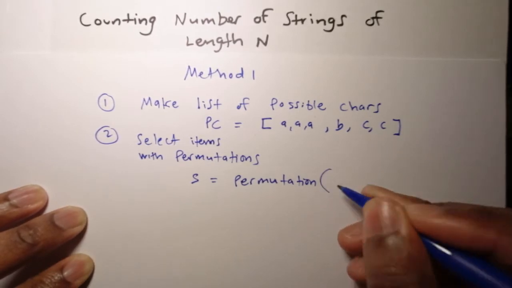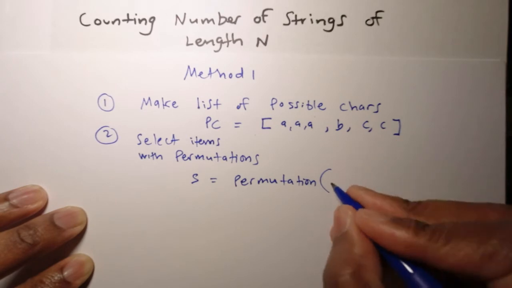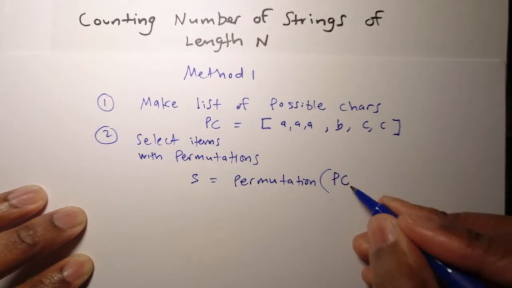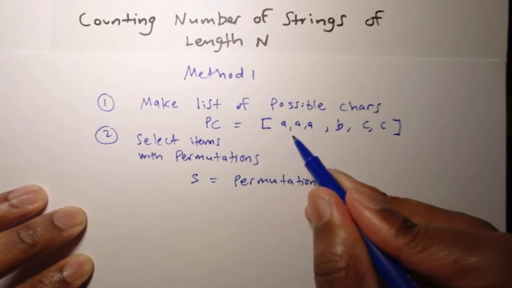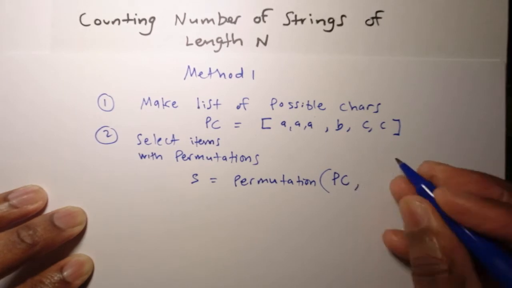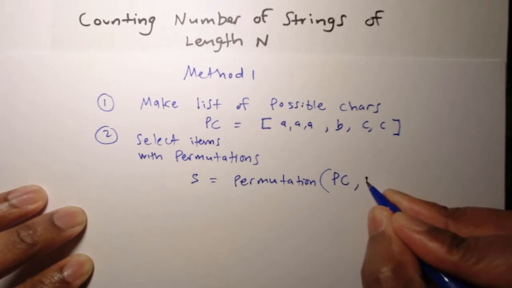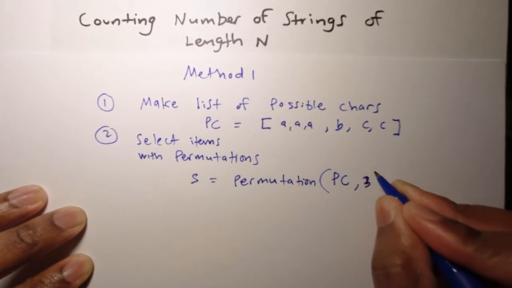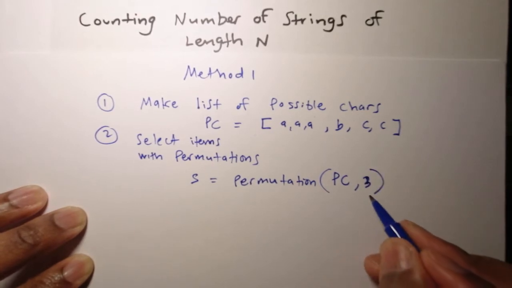Therefore, if we're looking at what we have in this situation, we'll put PC here, which represents the items that we have in our bag. And then here, we will use N is equal to 3. So we'll put a 3 here. And again, this means that we're selecting groups of 3 items.